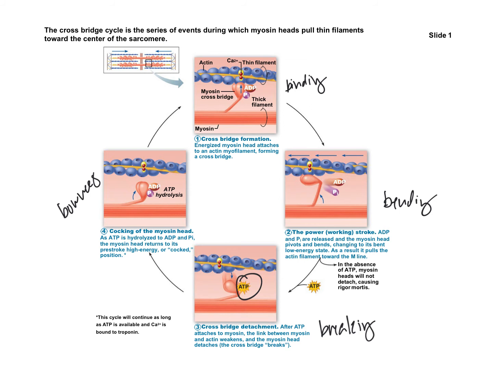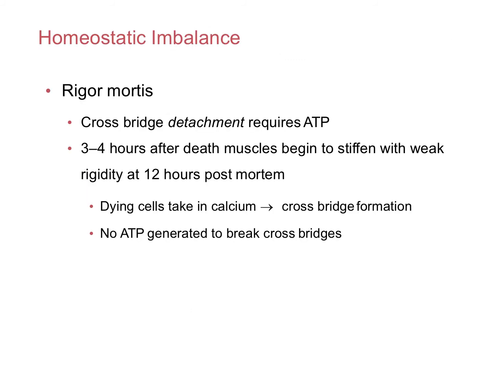So in this case, if a muscle runs out of ATP, myosin is going to stay bound to actin, okay? And the muscle is going to stay in a contracted position, okay? And you may have heard that in what we call rigor mortis, okay? Rigor mortis is what happens to muscles in the body after death, okay? So your crossbridge detachment or breaking requires ATP, okay?